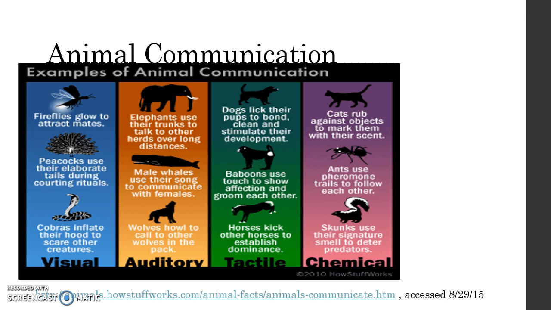Animals communicate. Fireflies glow to attract mates. Dogs lick their puppies to bond. Cats rub against objects to mark their scent. Horses kick other horses to establish dominance. These are all forms of communication.